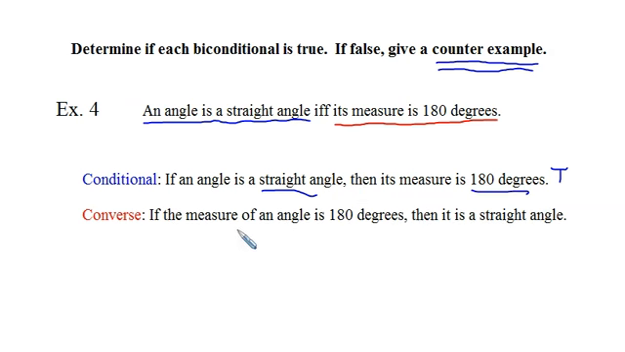And then we'll evaluate the converse. If the measure of an angle is 180 degrees, then it is a straight angle. That is also true. Because our conditional and converse are both true, our biconditional P if and only if Q will therefore be true. Okay?